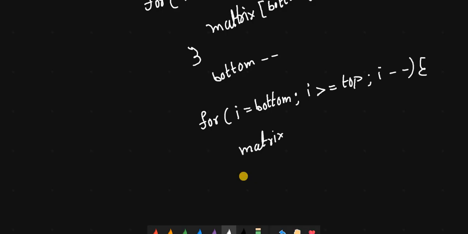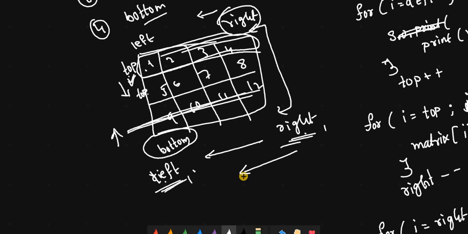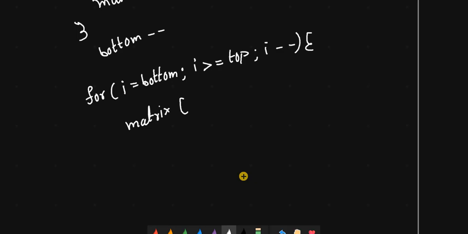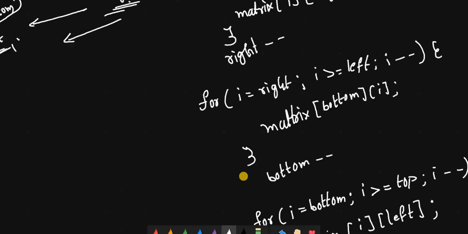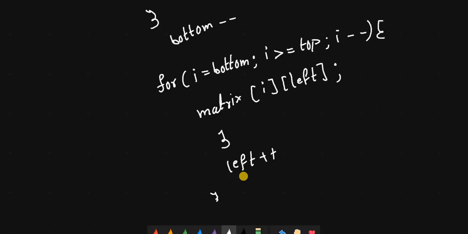The matrix will print like this. Here we are going from bottom to top. So what is the common here? The left column is common. Okay, the left column is common. The column is common, not the row. The rows will change. So left. After completing this, the left will move forward here. The left will point here. Yeah, this one is done.